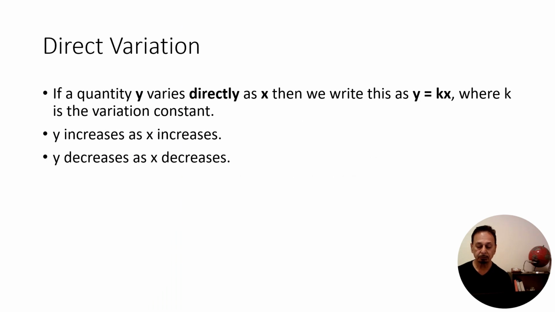Direct variation. If a quantity y varies directly as x, then we write this as y equals k times x, where k is the constant of variation, and y increases as x increases, and y decreases as x decreases.